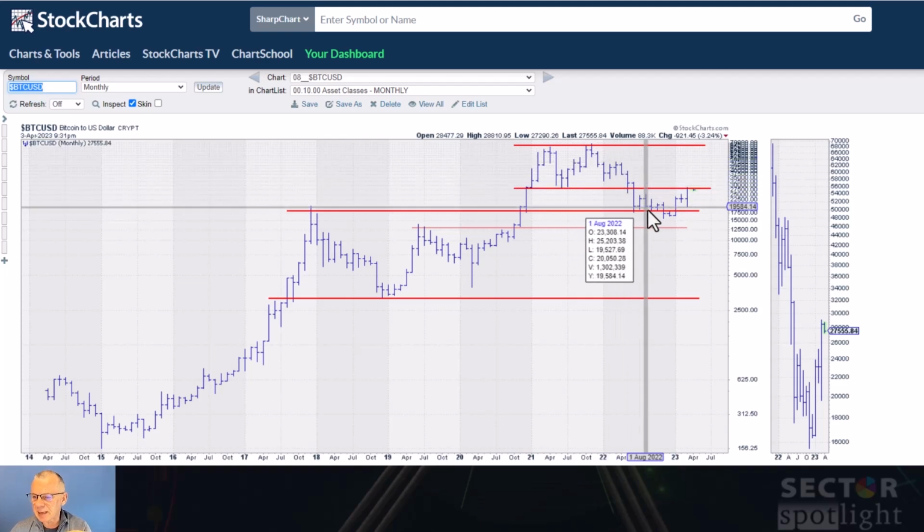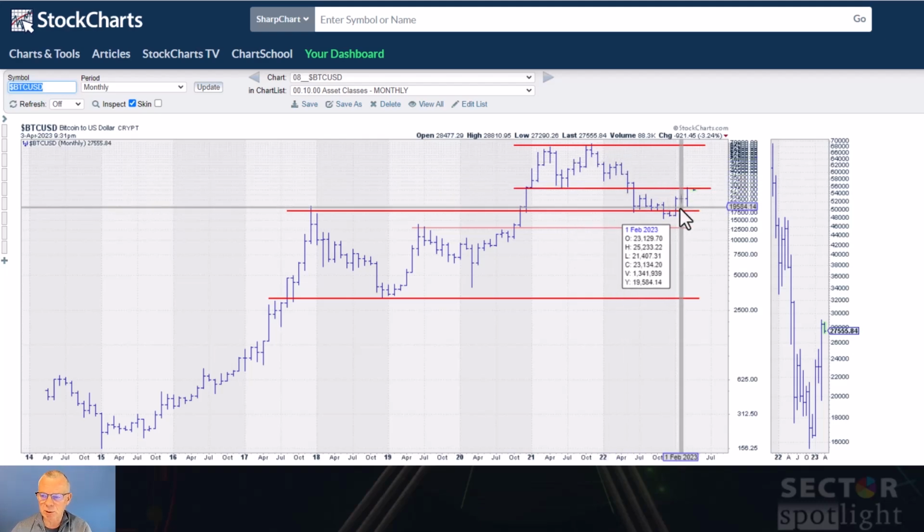And on the downside, we do need shorter term charts, we'll talk about that next week probably, but around 25K is now support. That used to be an important resistance level. We took that out.